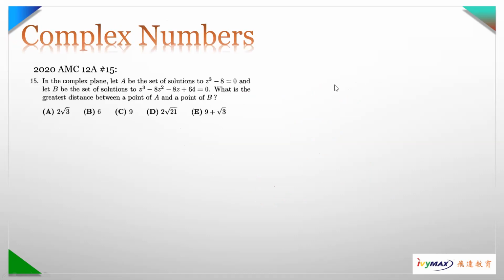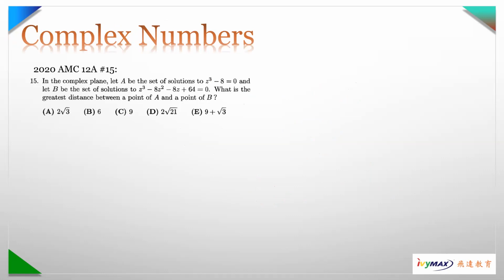That'll be okay. Some complex numbers, right? Like this question. So in the complex plane, A will be the set of solutions of z cubed minus 8 equals 0, and let B be the set of solutions of the other one. So what is the greatest distance between the points?